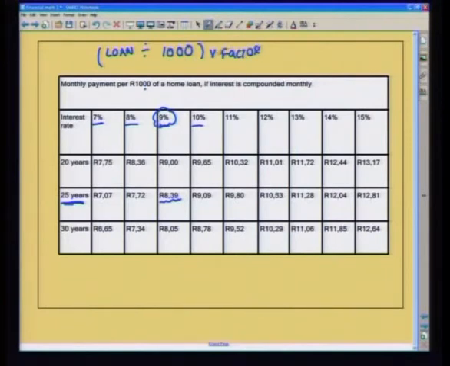So if you were given a 9% compounded monthly rate and you took your home loan out over 25 years, we would times by a factor of 8 Rand 39. So we're going to come back to this table in a second. So I'm just going to rub out all the writing that I've put on here, because we will be using this in a second to answer the following question.